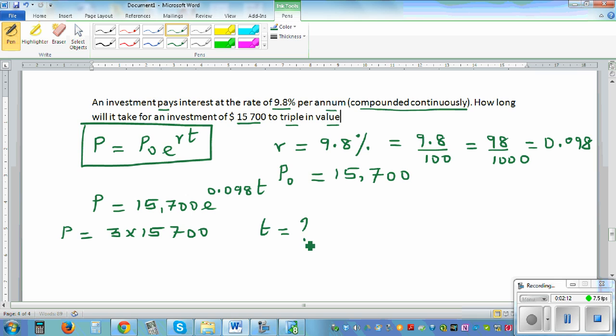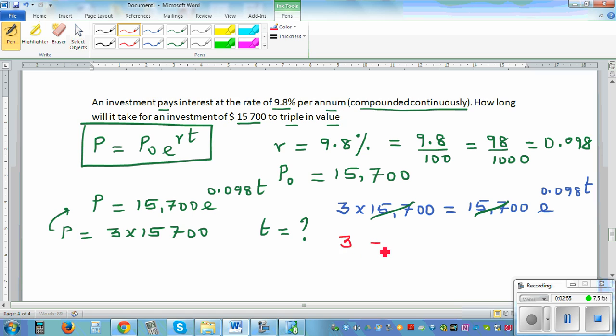That's the question. So let's put this in this equation. So we can say 3 times 15,700, since tripling means 3 times, is equal to 15,700 times e to the power 0.098 t. So if you divide both sides by 15,700, this and this get cancelled. So what remains is 3 is equal to e to the power 0.098 t.